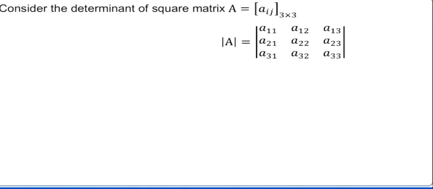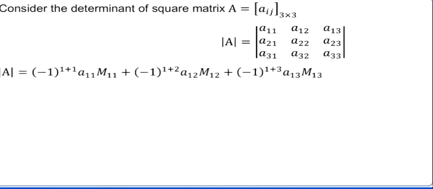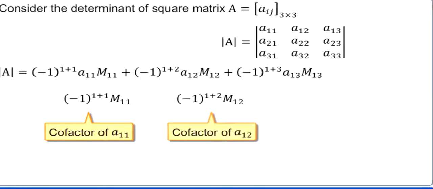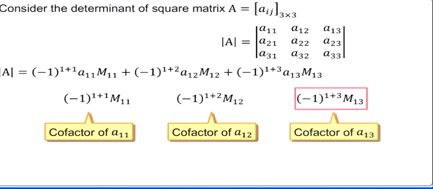Let's observe the expansion of determinant of A along the first row in terms of minors again carefully. The minor of A11 together with -1 whole raised to the power of 1 plus 1 is known as the cofactor of A11. Similarly, the minor of A12 together with -1 whole raised to the power of 1 plus 2 is known as the cofactor of A12, and the minor of A13 together with -1 whole raised to the power of 1 plus 3 is known as the cofactor of A13.